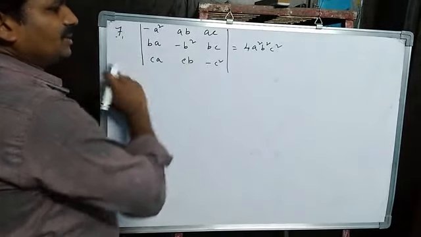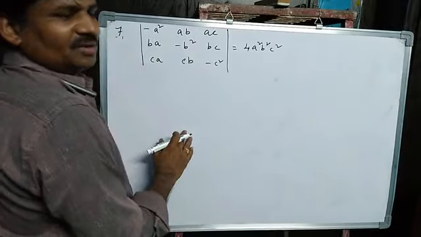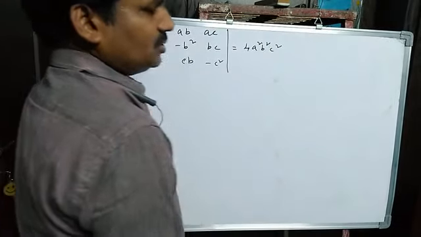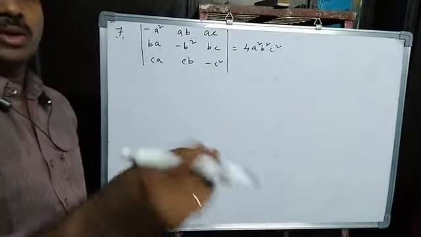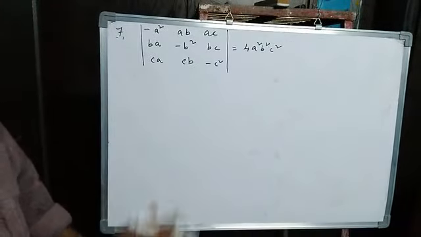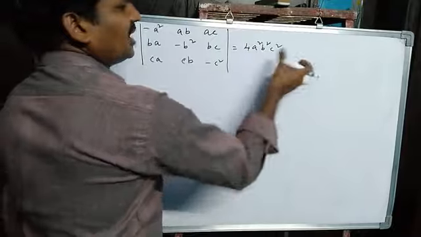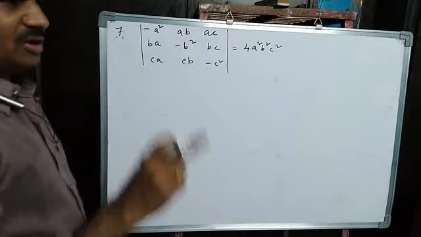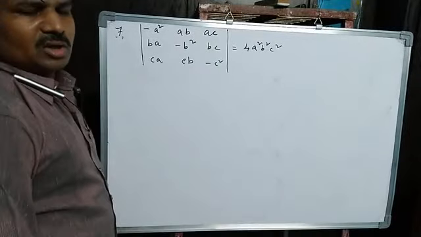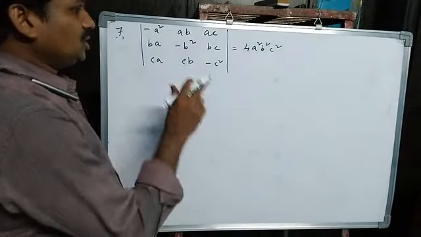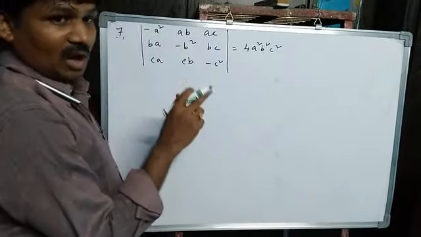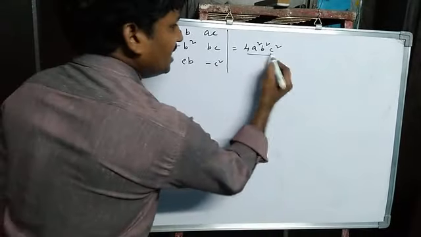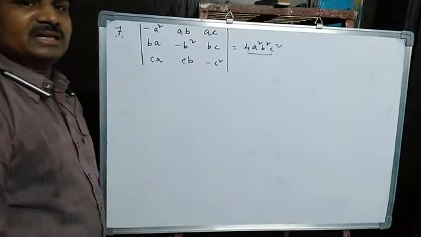What is given? The determinant, and what is asked to prove here? 4 A square B square C square. So from now onwards the questions are going to change a little bit. That means the left side determinant value we have to prove to be some value. When you are going to solve these questions, you should observe what left side determinant is given and what right side value is given.